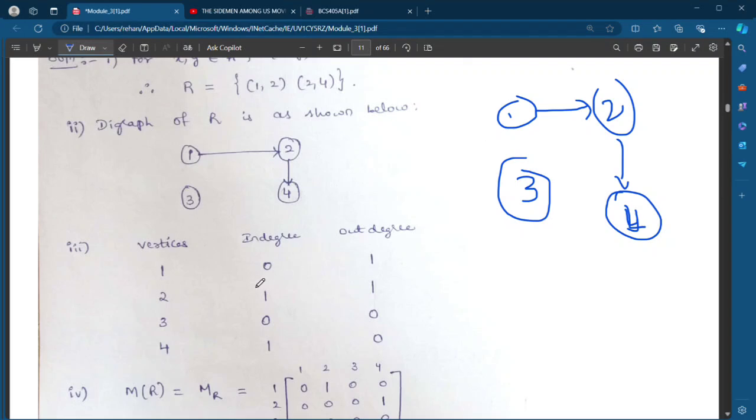From 1, is there any in-degree? No, 0. The out-degree is 1. For 2, 1 in-degree from 1, and 1 out-degree to 4. For 3 there is nothing, 0 and 0. For 4 there is only 1 in-degree and no out-degree.